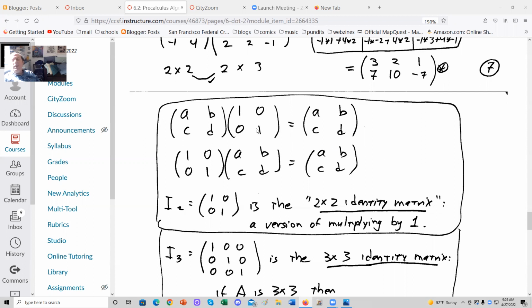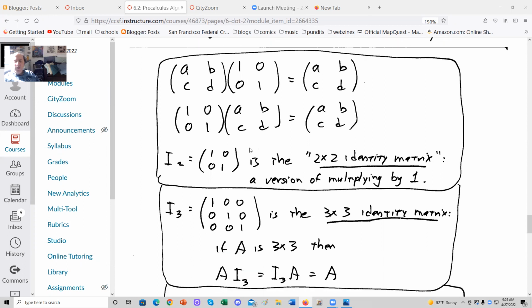Now, there is a very special matrix which acts like the number 1. Here it's 2 by 2: 1, 0, 0, 1. Say 1's down the diagonal and 0's elsewhere. If you work it out times A, B, C, D, it turns out to be A, B, C, D, the same thing. And if you multiply them the other way around, A, B, C, D times 1, 0, 0, 1, that too is A, B, C, D. So we'll call this matrix I sub 2. It's a 2 by 2 matrix with 1's down the diagonal and 0's elsewhere. It's called a 2 by 2 identity matrix. Multiply a 2 by 2 matrix times I2, you get back itself. It's like multiplying by 1.